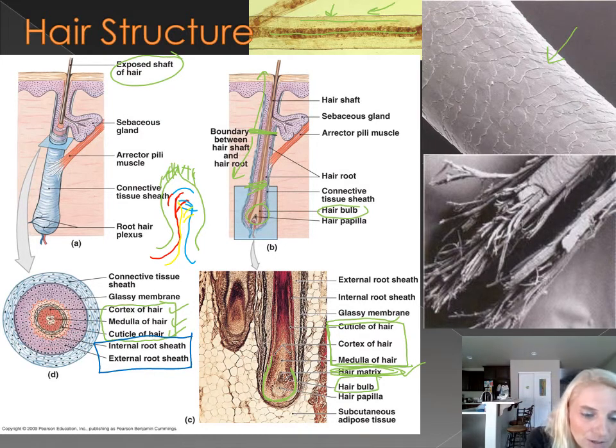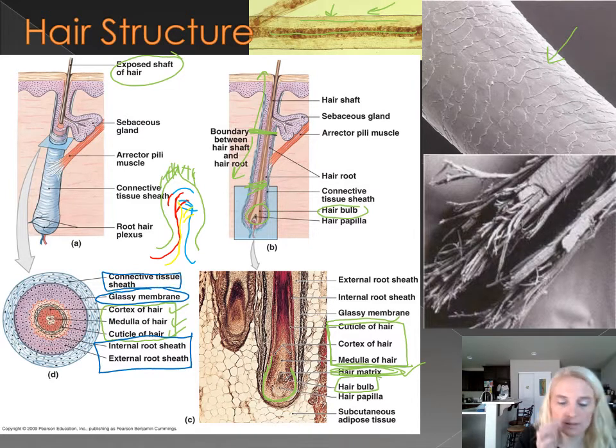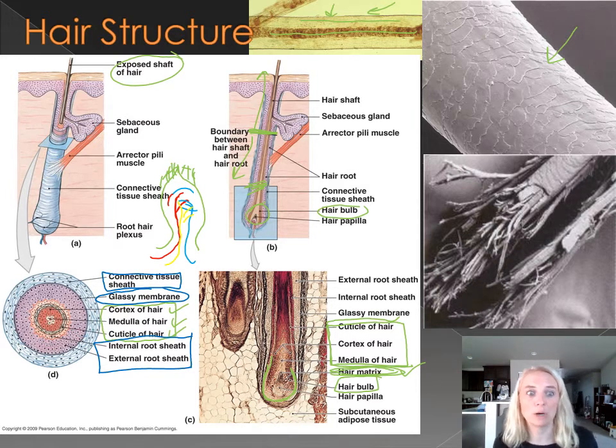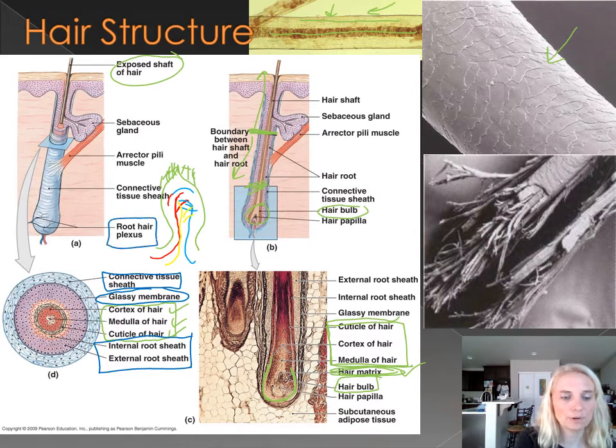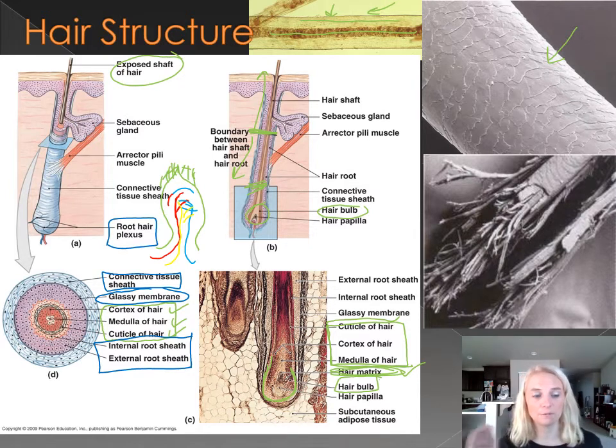And then we have what's called a glassy membrane and this big thick connective tissue sheath, which is like the anchor, which is mainly collagen fibers. So it's going to blend in with the collagen fibers of your dense irregular connective tissue. And it really anchors your hair into the skin. And then there's also some nerves wrapping around the outside of your hair as well.